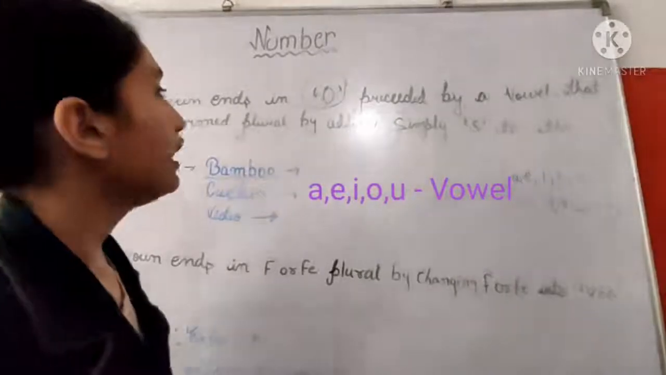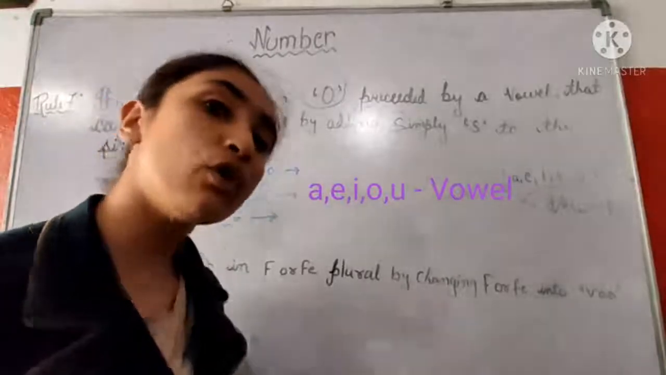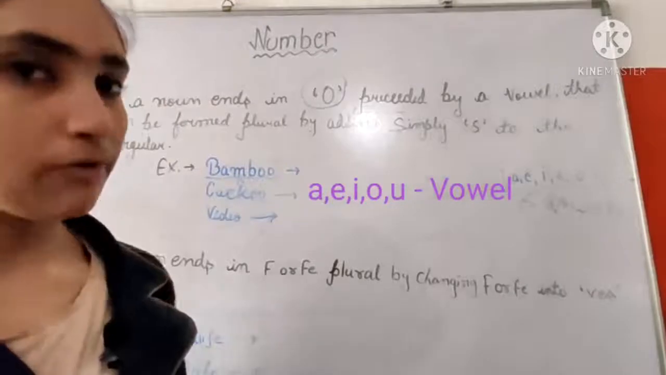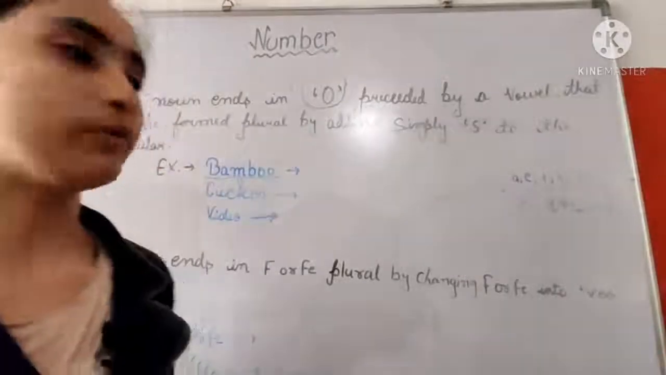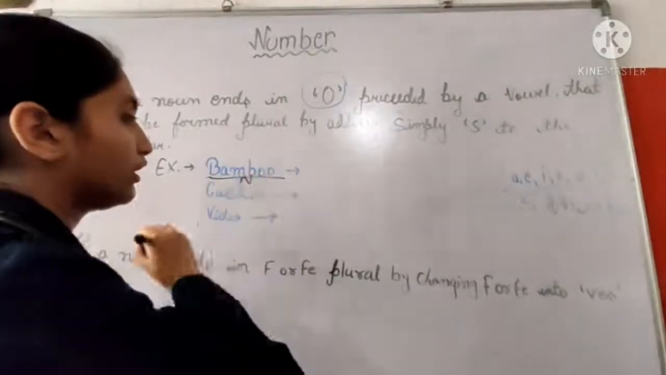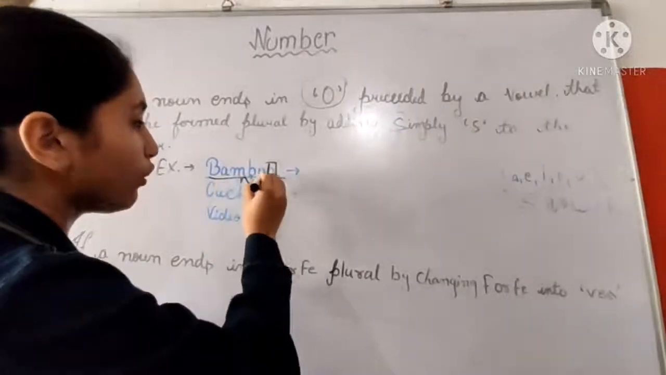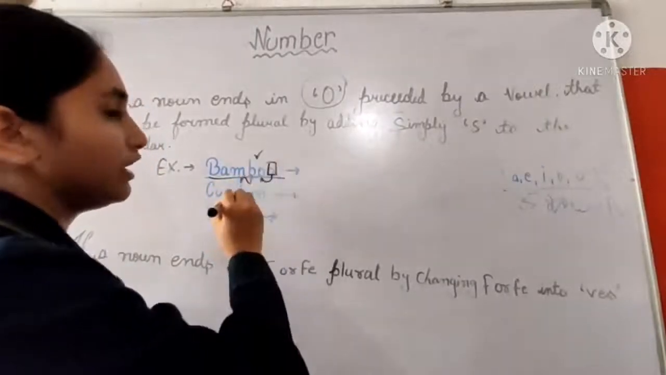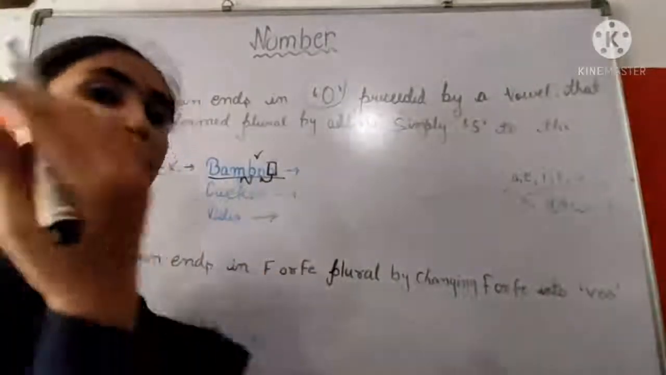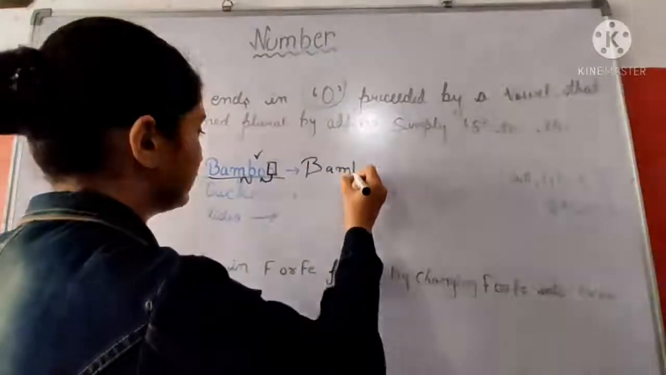According to the rule, if a noun ends in O and that O is preceded by a vowel. So what are vowels? There are 5 vowels: A, E, I, O, U. So here the noun bamboo. Bamboo is a noun and it ends in O, and before that O there is a vowel, O. Then the plural can be formed by simply adding s, just like bamboos.